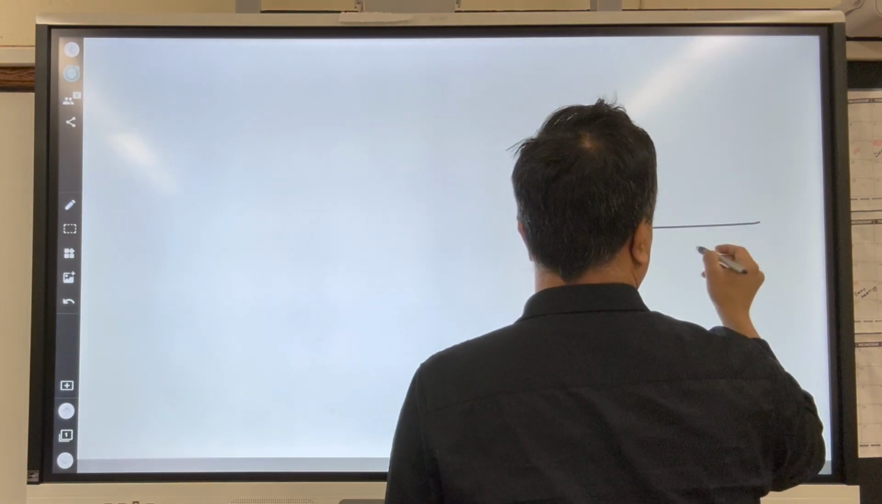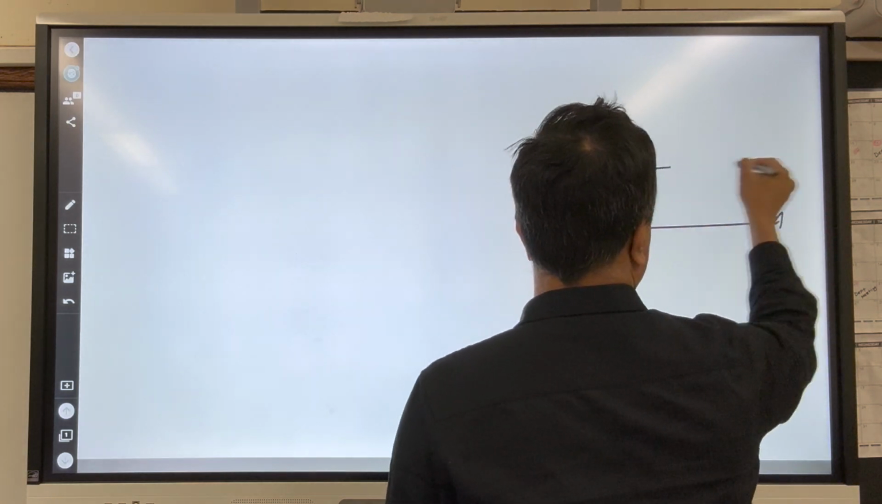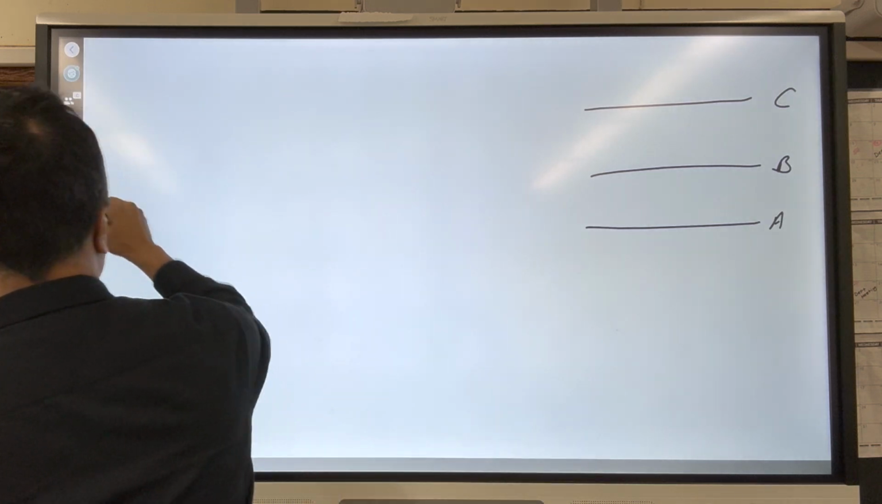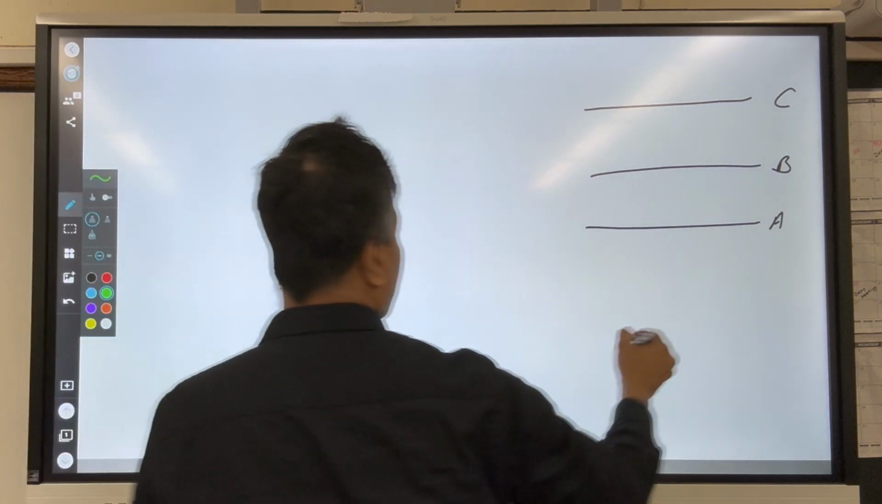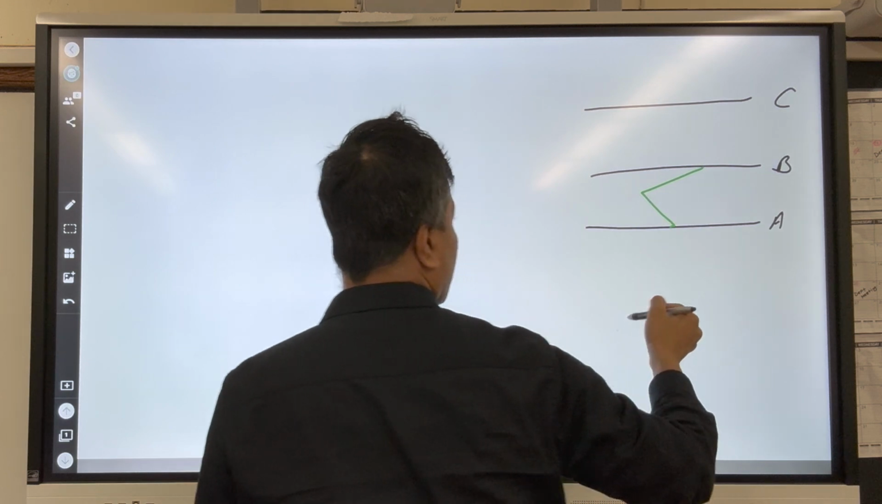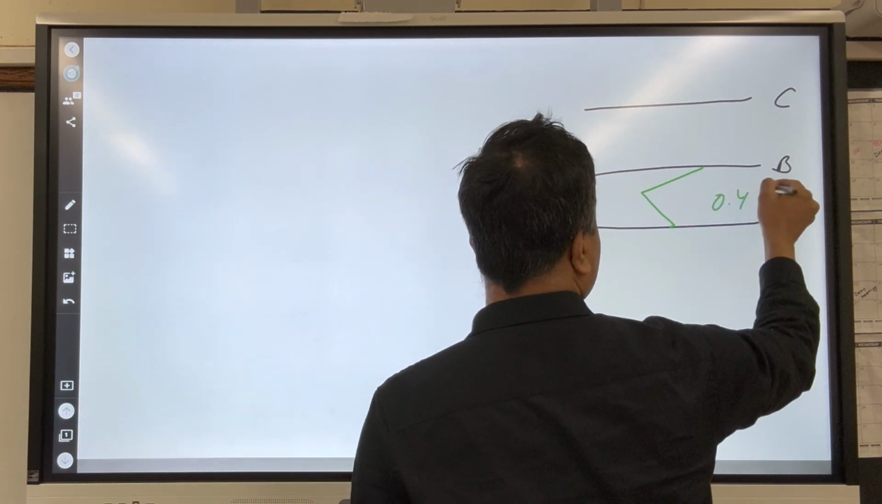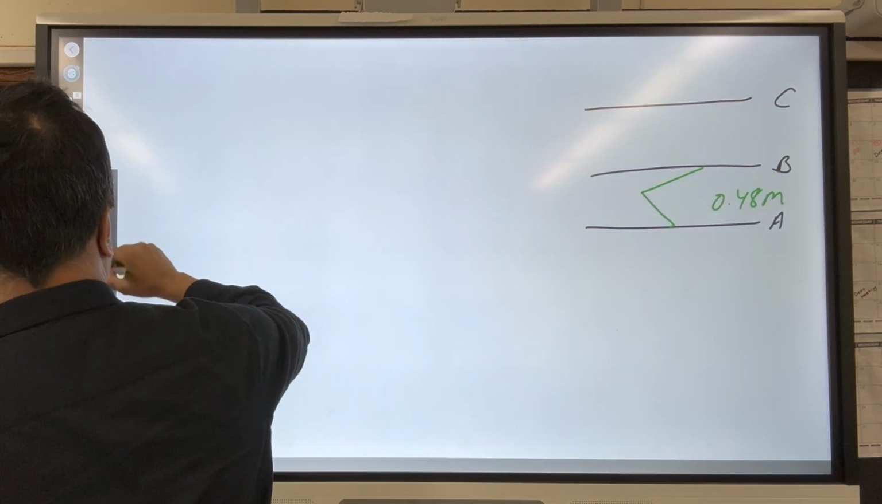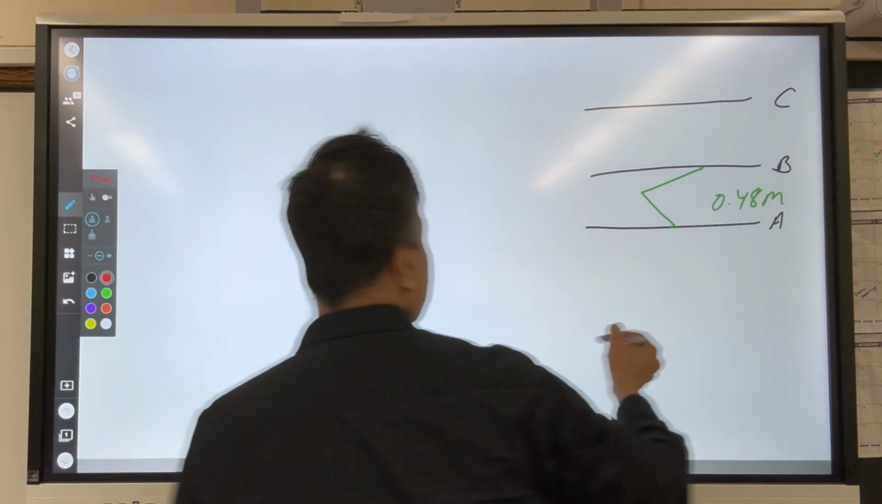You have location A, location B, and location C. What happened at location A? At location A, you crouch your knee. Why did you crouch your knee? Or how long did you crouch your knee? 0.48 meter. Why did you crouch your knee? To take off. Take off from where? Take off from the ground.